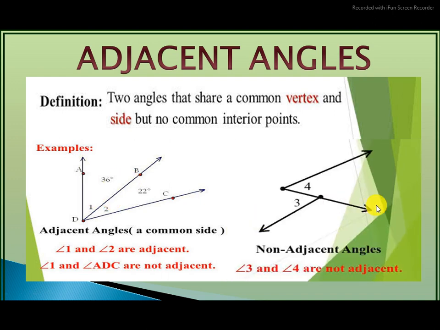When you take this shape, you have two angles, a common arm is there, but you don't have the common vertex. So when there is no common vertex, they are non-adjacent angles, they are not adjacent.